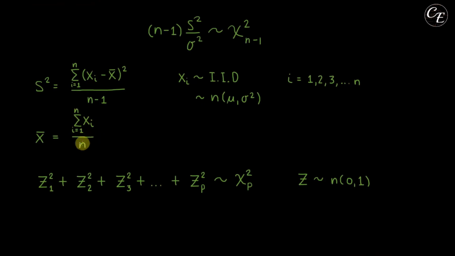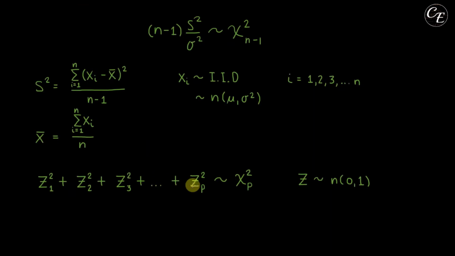Now to prove this theorem, we're going to use the theorem that the sum of the squares of random variables which have a standard normal distribution has a chi-square distribution with degrees of freedom equal to the number of terms, so this is 1 until p. If you want a proof for this theorem, I have a video for it, and I provided the link in the description below so that you can check it out.